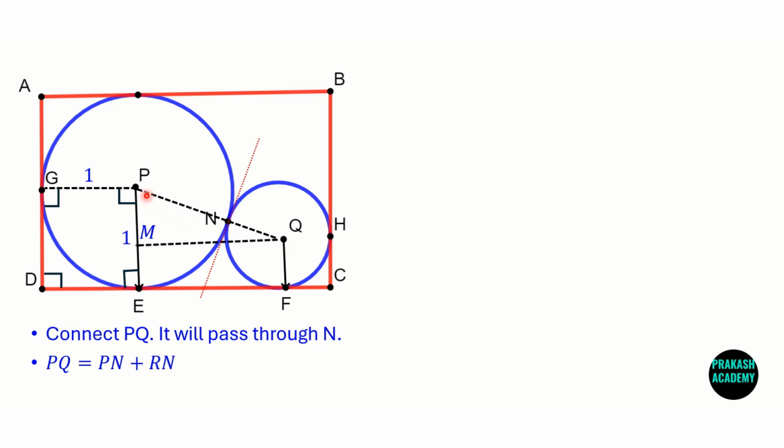We can also write PQ length is basically equal to PN plus QN. So this will be QN. Basically there is a mistake here. This is not R, this is Q. So this is PN plus QN. That is this length. PN is this length and QN is this length. PN is what? 1 unit because this is the radius. What is QN? This is capital R because this is the radius. So PQ is equal to 1 plus capital R.